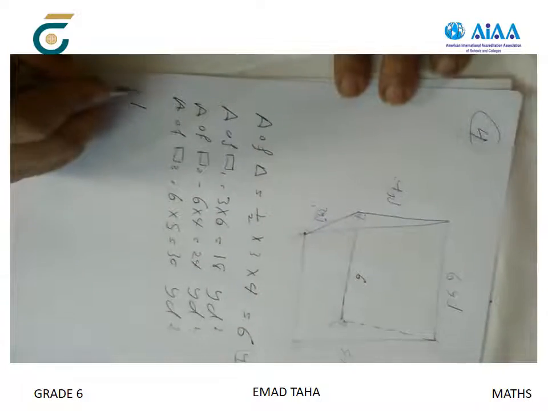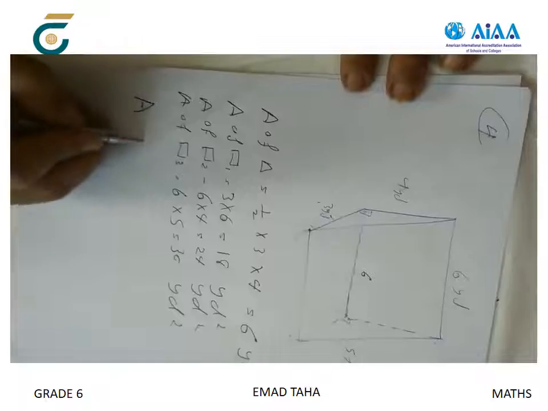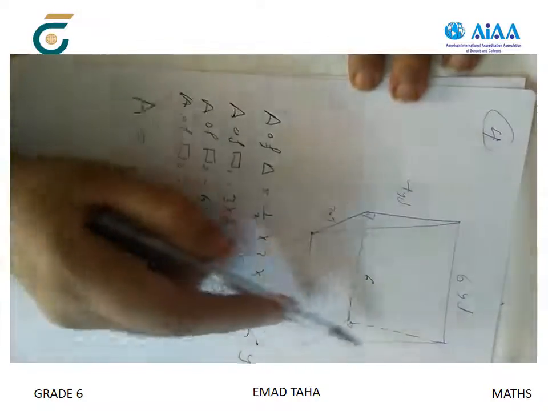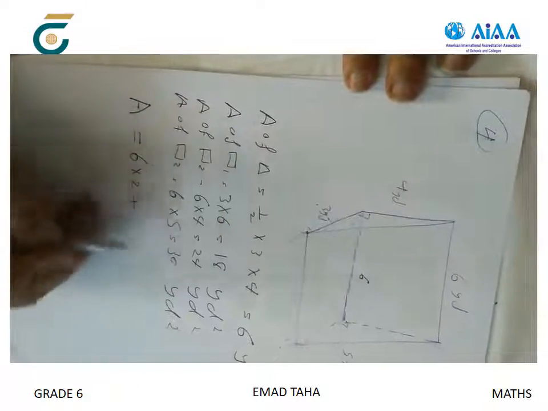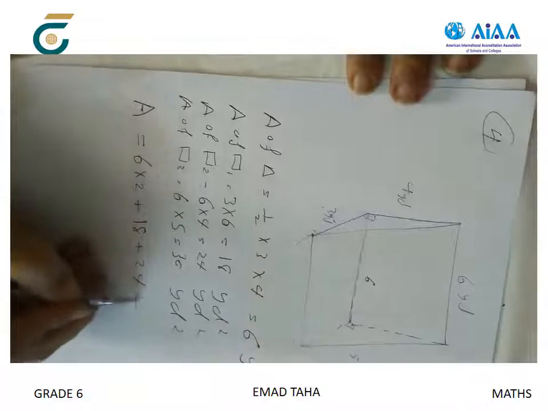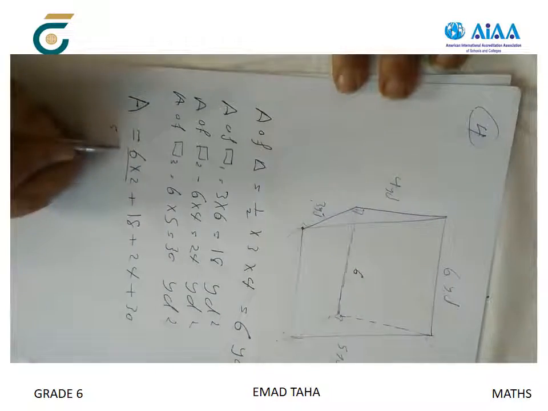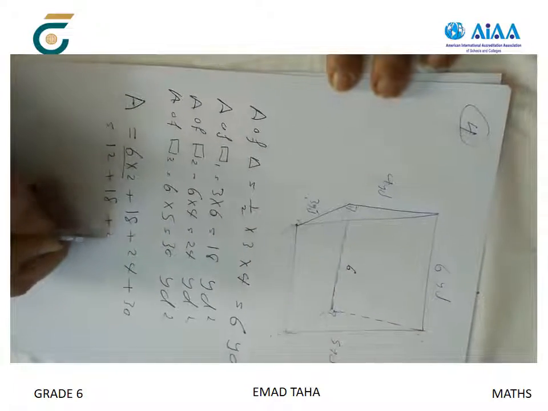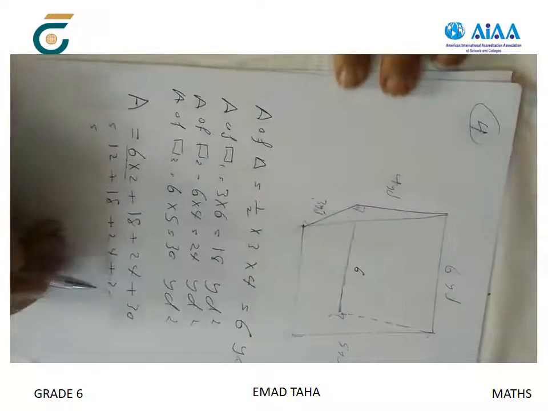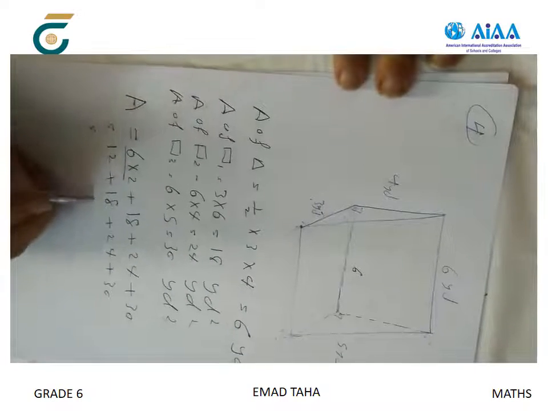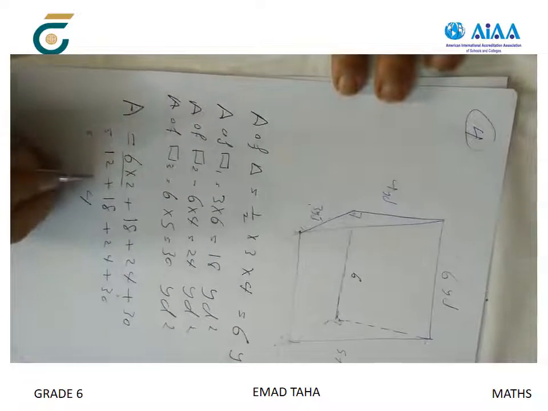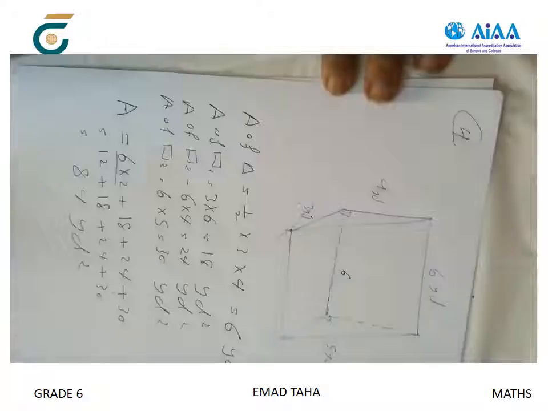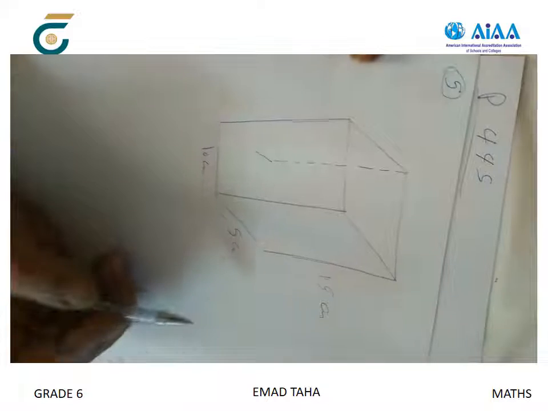Now the total area of the polygon equals the area of the triangles, but we have two triangles, so 6 times 2, plus the area of each rectangle: 18 plus 24 plus 30. 6 times 2 equals 12, plus 18, plus 24, plus 30, which gives 84 square yards.